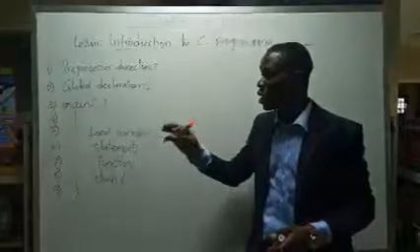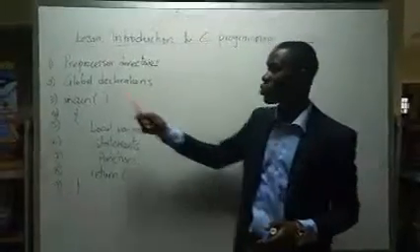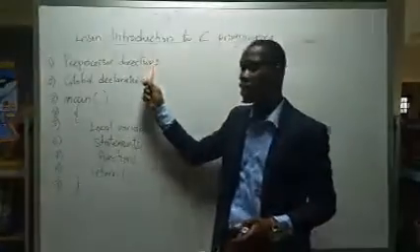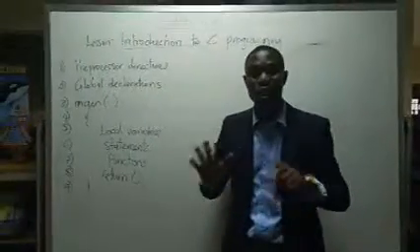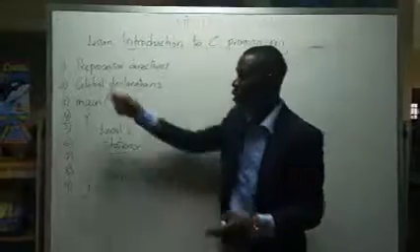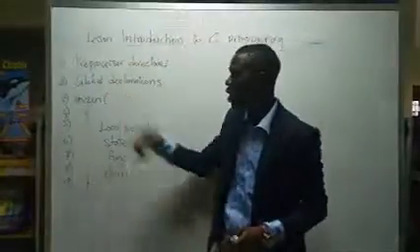Line 1, you see, the C program generally starts with what we call the preprocessor directives. These are instructions that are executed by the preprocessor before the program execution actually begins. Preprocessor directives, we are going to see in an example.